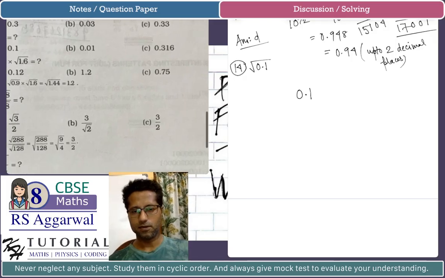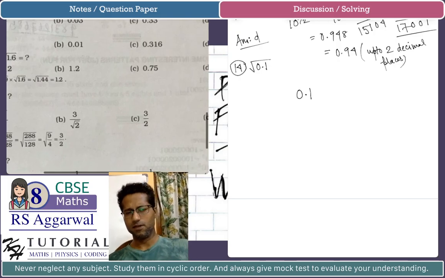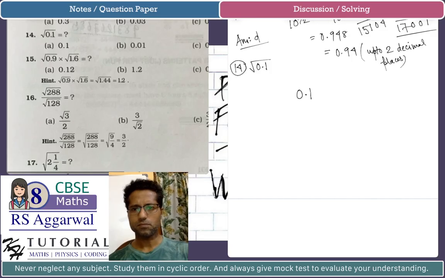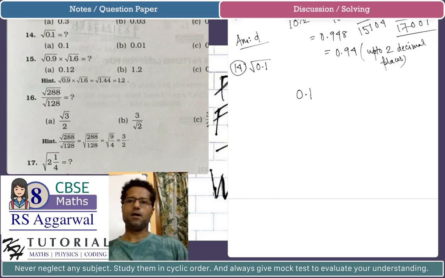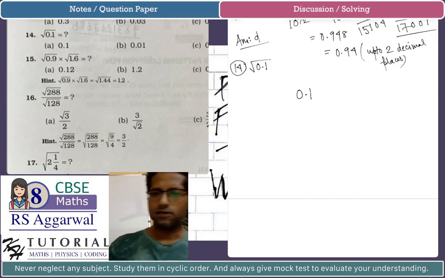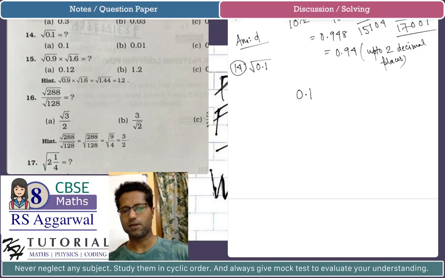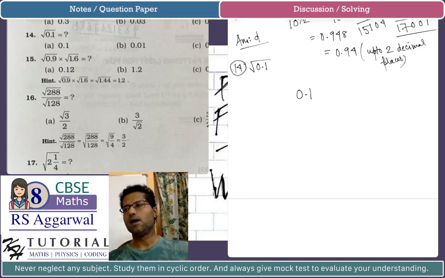We can see that in choice C there are 3 decimal places. Now the idea is that whenever you are finding the square root of a decimal number, if you are asked to find the square root up to 2 decimal places, then ideally after the decimal point you must have 3 periods.